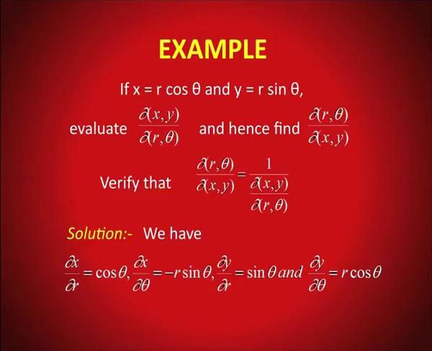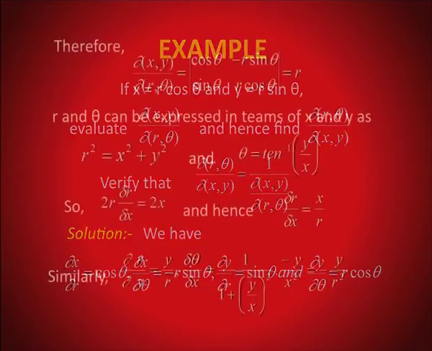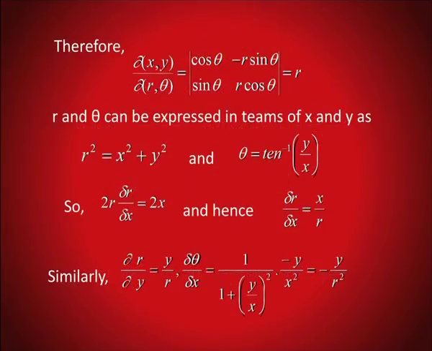The solution of this problem is as follows. We have x is equal to r cos theta and y is equal to r sin theta. Therefore, del x over del r is equal to cos theta, del x over del theta is equal to minus r sin theta. Similarly, del y over del r is equal to sin theta, and del y over del theta is equal to r cos theta. Therefore, the Jacobian del(x,y) over del(r,theta) is equal to the determinant cos theta, minus r sin theta, sin theta, r cos theta, which gives the value equal to r.